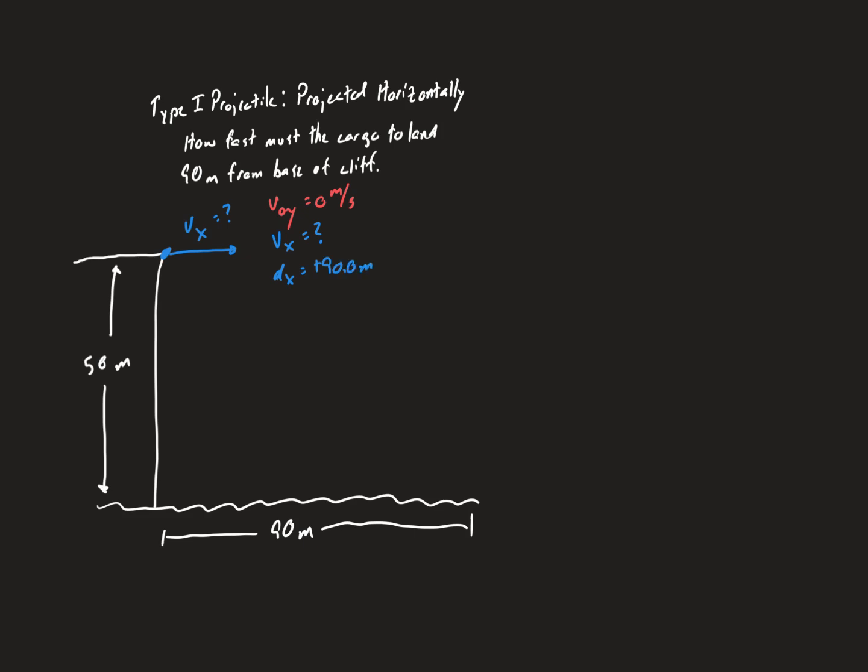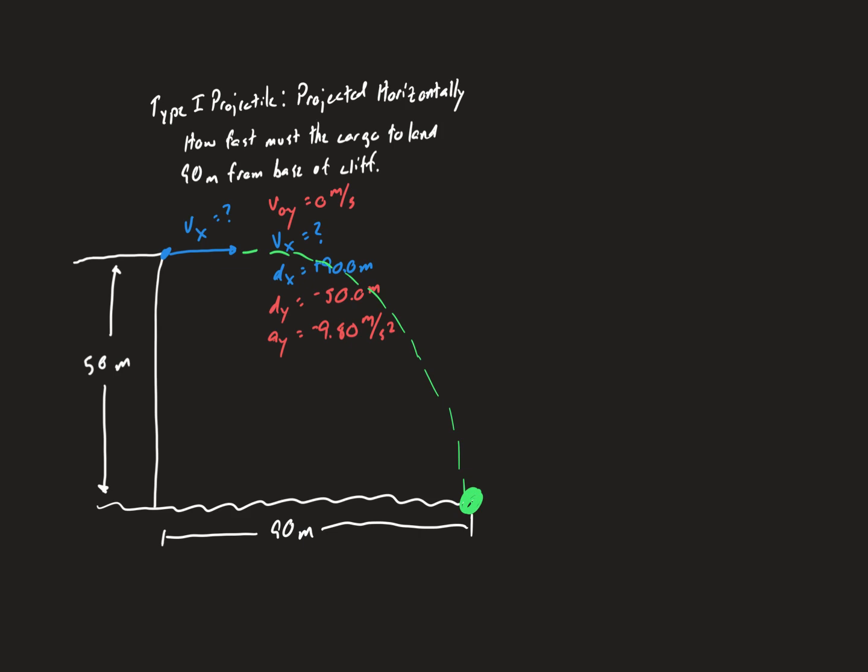I know a displacement in the y direction is actually negative 50 meters. The object is landing below its original starting point. And once again, I know acceleration in the y direction is negative 9.80 meters per second squared. So this car is going to land somewhere over here. That's where we expect the car to land.